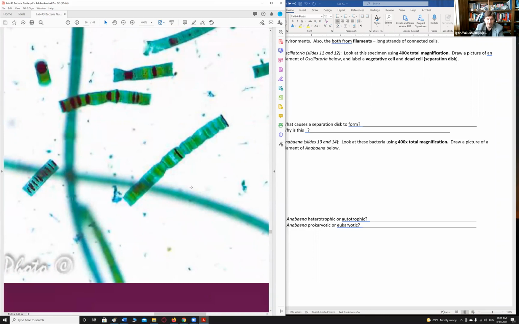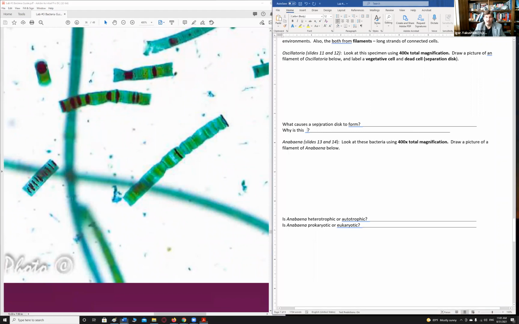Separation disc. What does it mean? Why is it caused? Separation disc form, what causes? Death. What do you mean, death? Think about it. We have a cell, right? A kind of flattened cell. It's photosynthesized, it's producing the second one. And then more and more and more, creating this strand. And one of those cells are dying off.